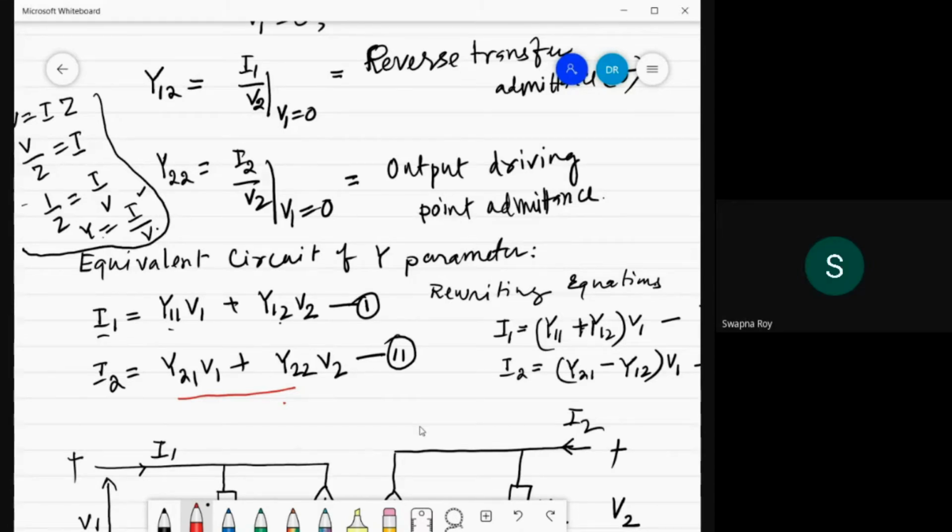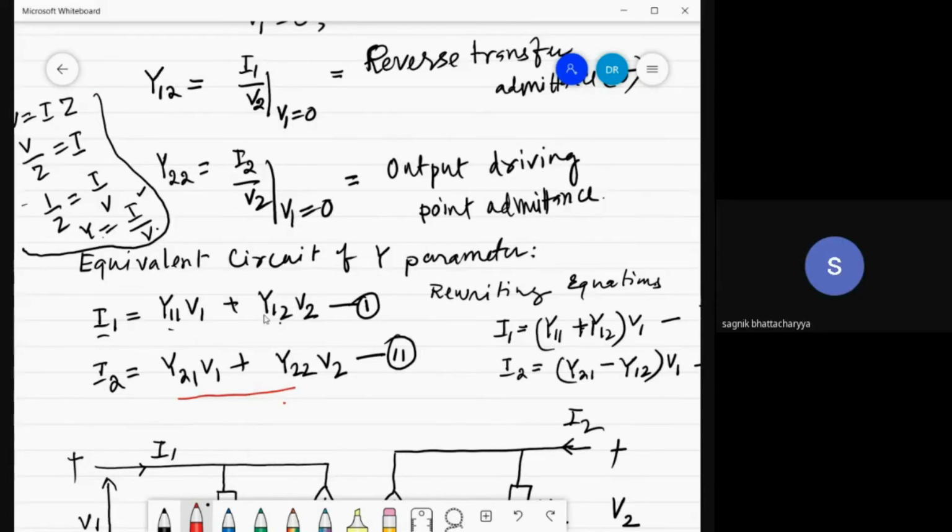Basically this one is a representation of circuits. We are going to represent the Y parameter equivalent circuit as one generator equivalent circuit. One generator, basically this current is sum of two currents. One is Y21 V1. This is the output of the voltage control current source. And here this one is the voltage control current source.